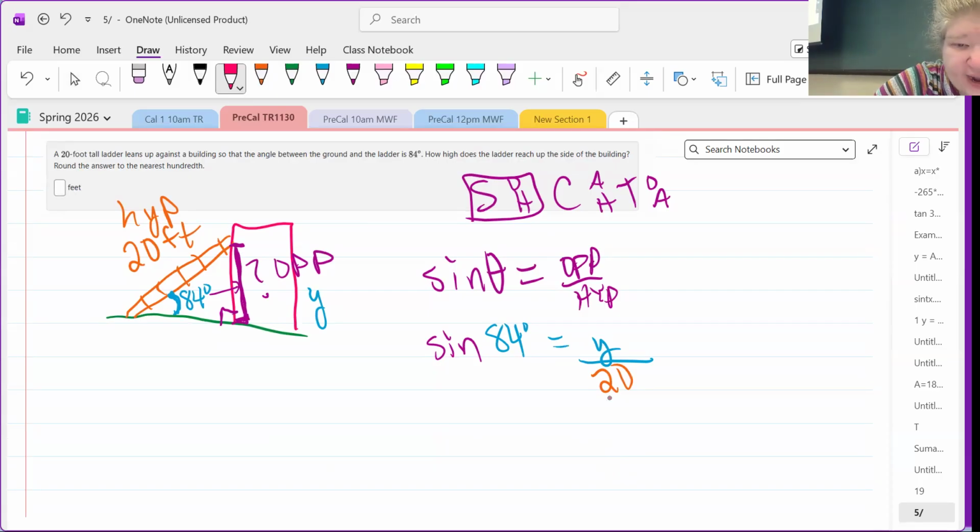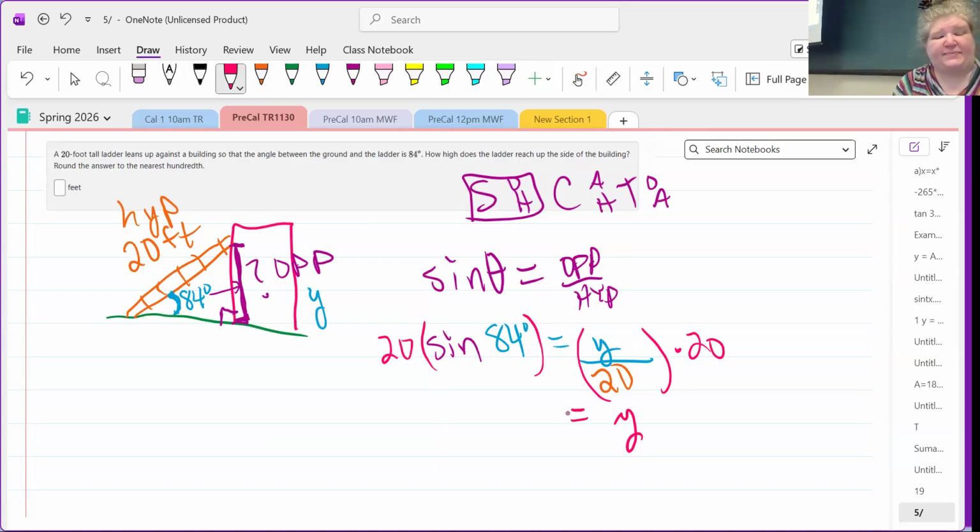Since Y is being divided by 20, I will multiply by 20 on both sides. And now we just got to type that on the calculator. Now make sure your calculator is in the right mode. That's 84 degrees, so we need to make sure we're in degrees mode. On the final exam, you're going to have to flip your calculator mode several times. So like any question where you pick up the calculator and you start typing trig buttons, always double check, am I in the right mode?